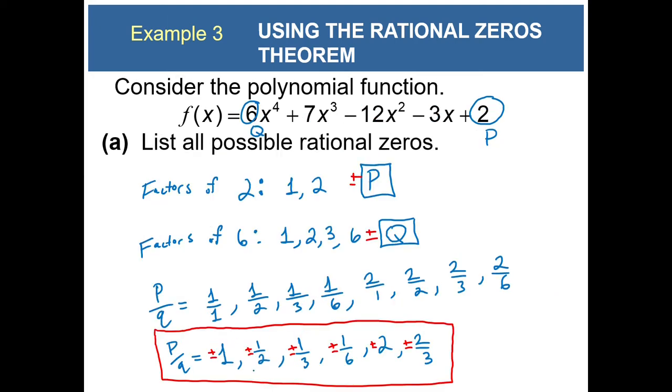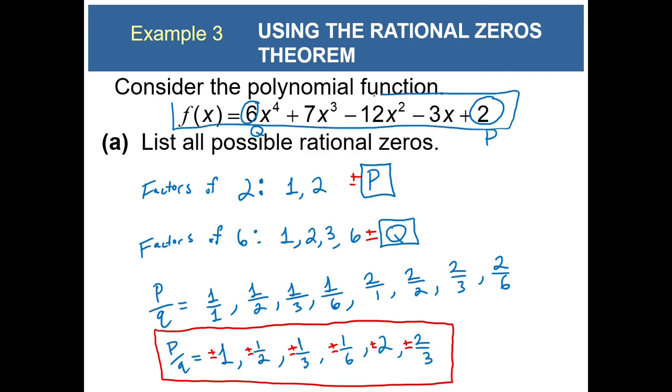We will use trial and error, and we will again pick from one of these P over Q's. Now there looks like a lot of possibilities, and there is. But I would recommend you start with the easiest numbers like 2 and 1. So we could test those as our rational zeros and see if they work. A good tip is to use a calculator and plug in these values into the original function f of x.